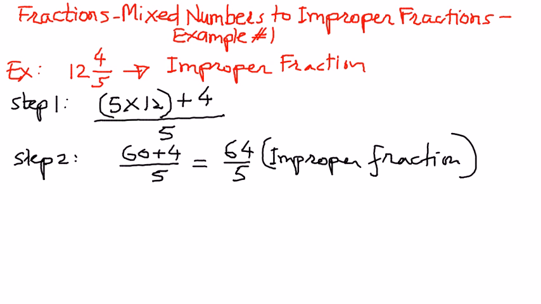And we have converted a mixed number into an improper fraction. 12 and 4 over 5 or 64 over 5 means exactly the same. 64 over 5 is in the improper fraction format. 12 and 4 over 5 is in the mixed number format. Okay. Let us take another example here.